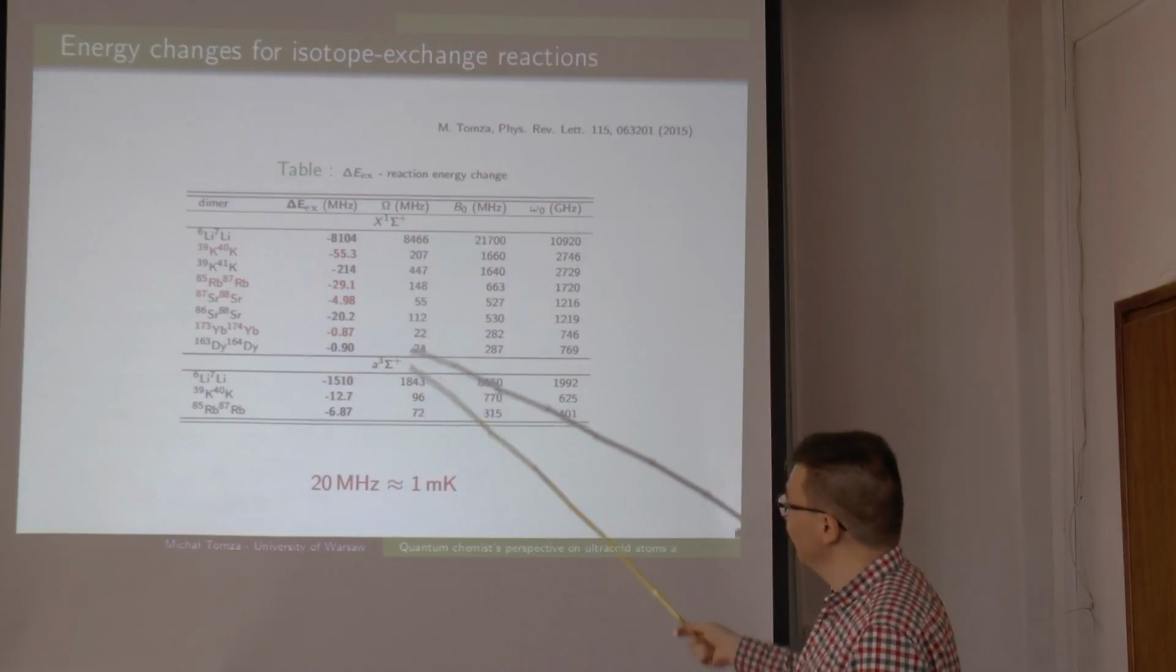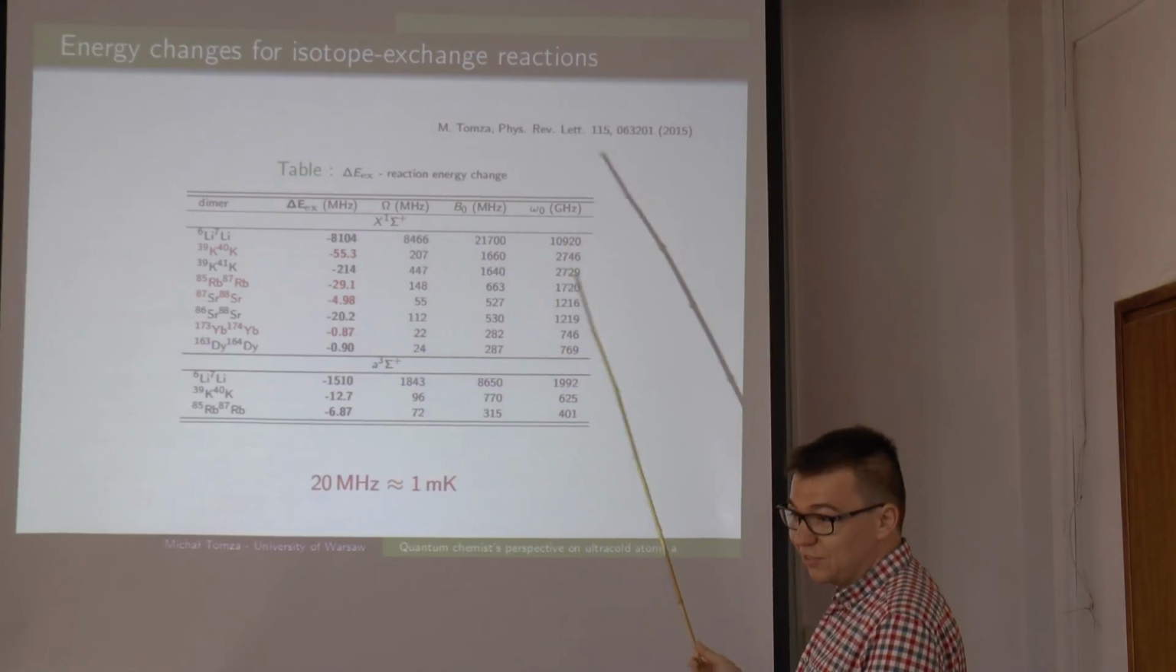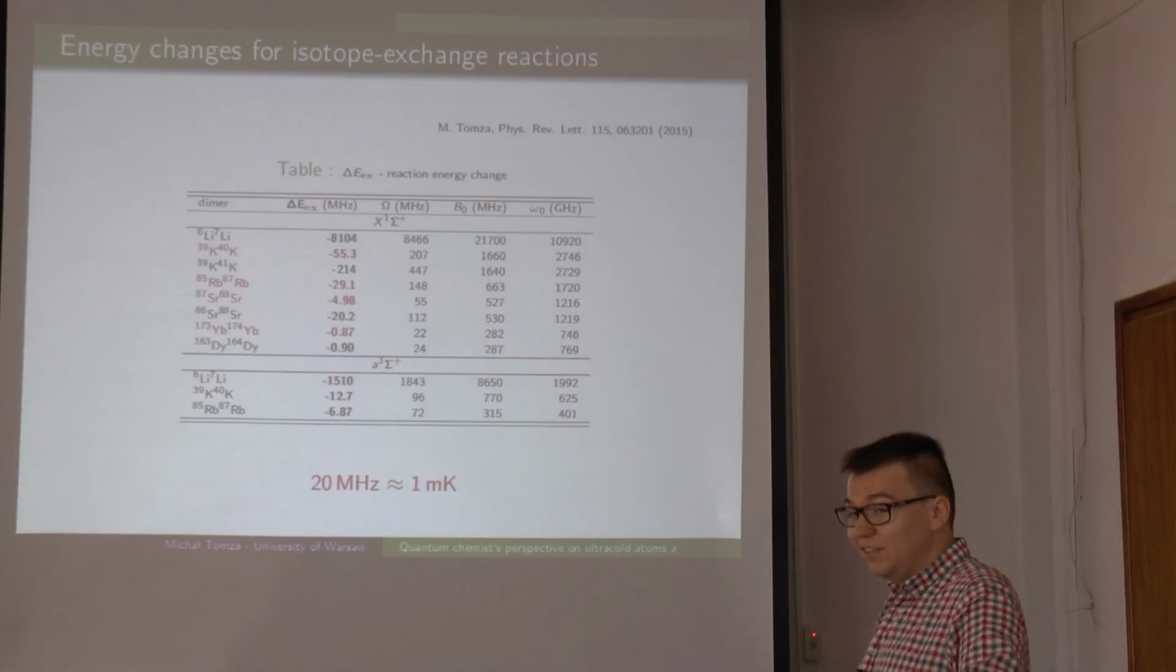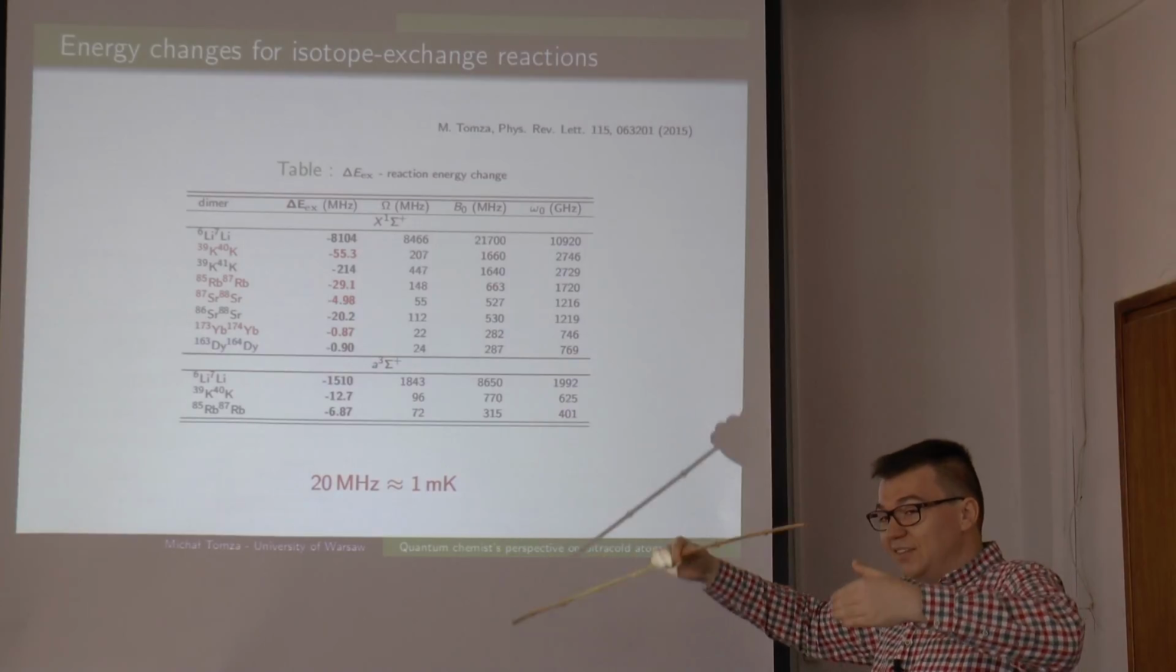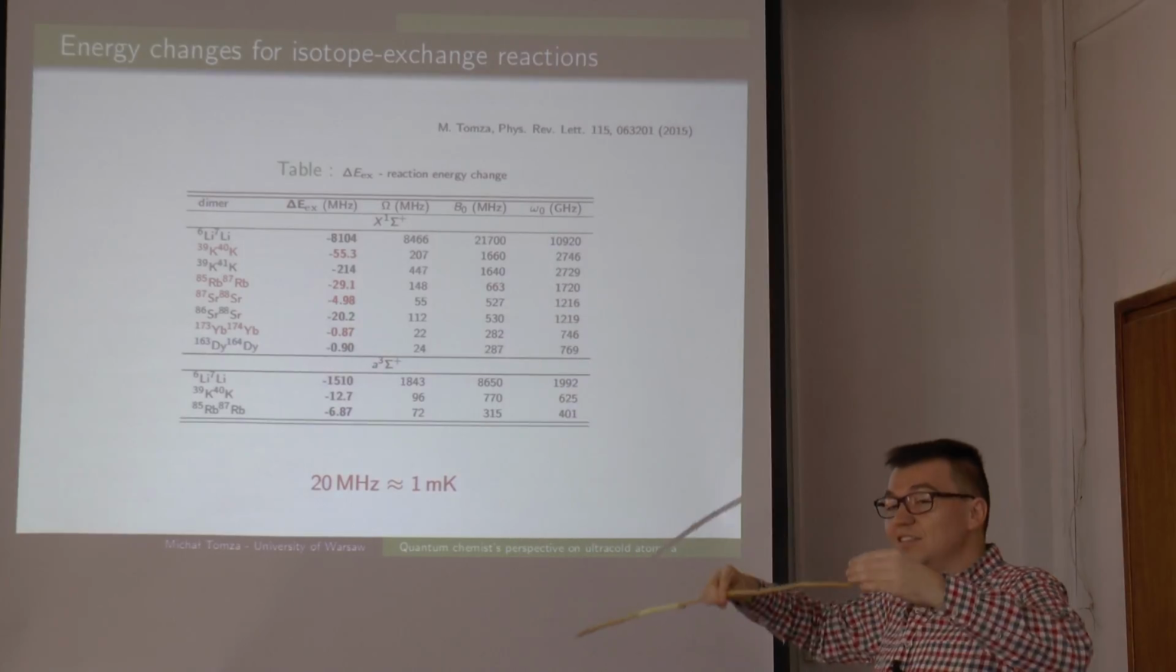And when we look at the table, this was the energy release in the reaction. So it means that we can apply a Stark shift, a differential Stark shift different for products and reactants, that is of the order of the energy release in the reaction.